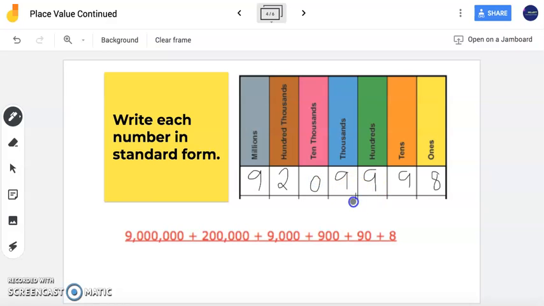I'm going to just include my commas to make it a little bit easier for me when I'm reading this number. And now I have 9,909,998. And this is this number that I already had written in expanded form that was torn apart. Now I put it back together by adding it together, giving me the same number written in standard form.